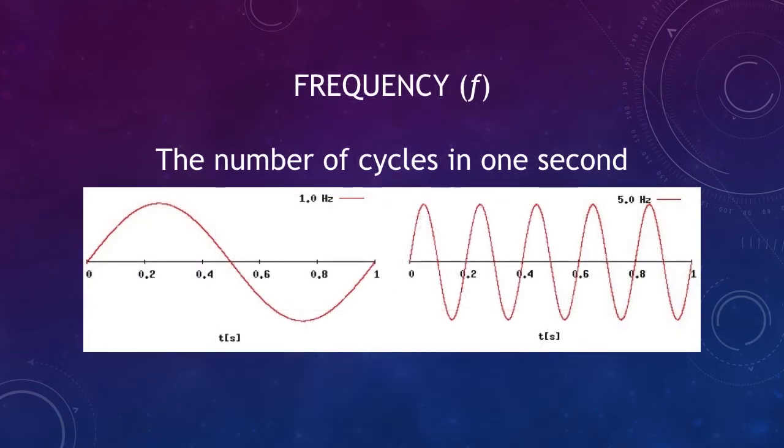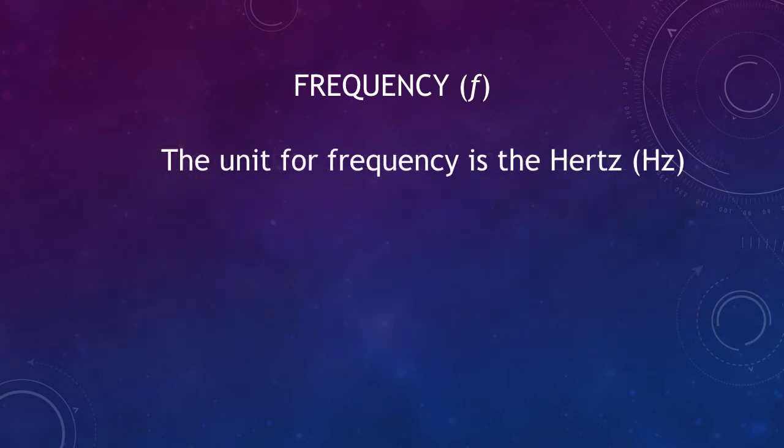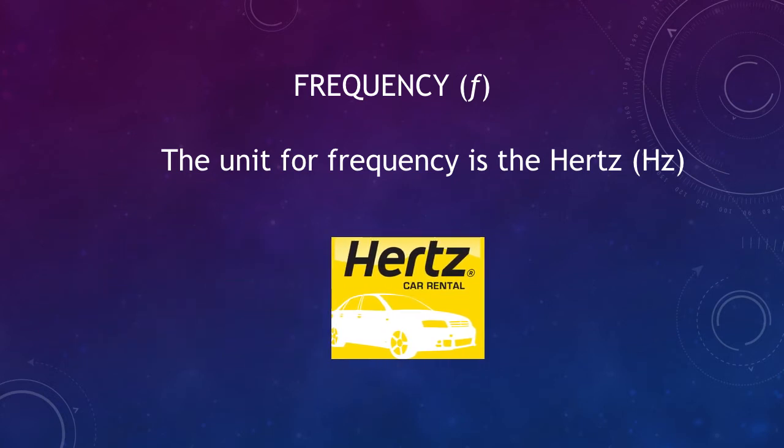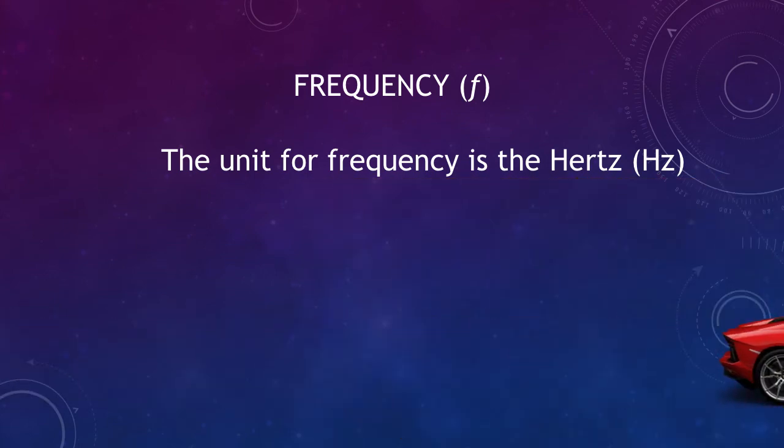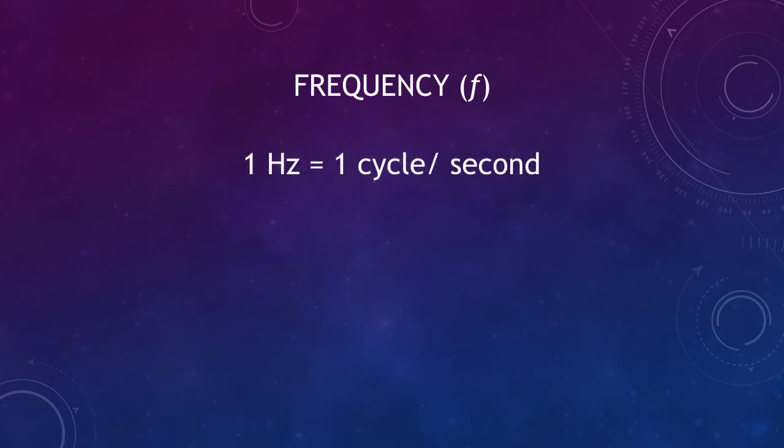Frequency is the number of cycles that occur in 1 second. We use a lowercase f as an abbreviation for frequency. The unit for frequency is the hertz, abbreviated Hz, and it's named after the car rental company. Sorry. It's named after Heinrich Rudolf Hertz, who was the first person to prove the existence of electromagnetic waves. So, 1 hertz equals 1 cycle per second.